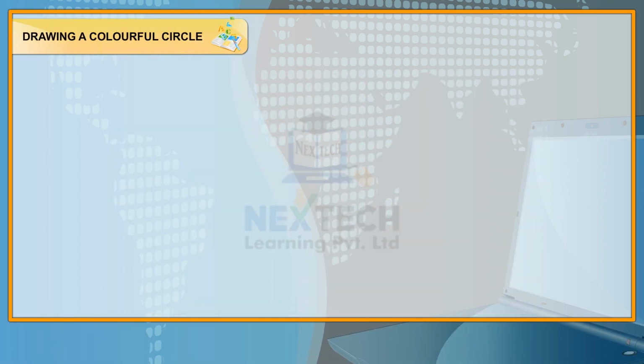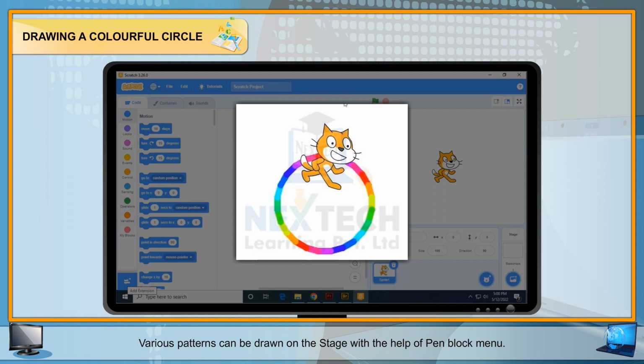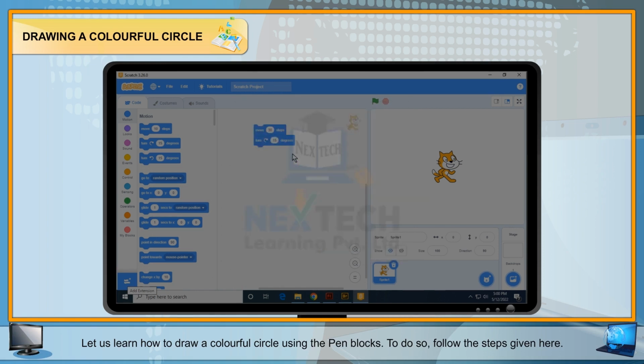Drawing a colorful circle. Various patterns can be drawn on the stage with the help of the pen block menu. Let us learn how to draw a colorful circle using the pen blocks. To do so, follow the steps given here.